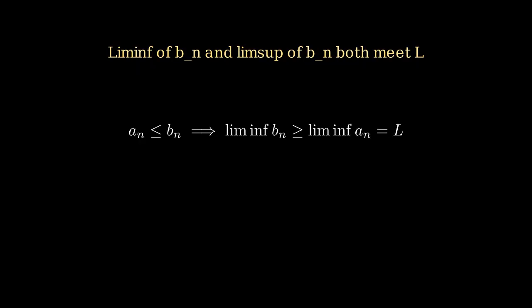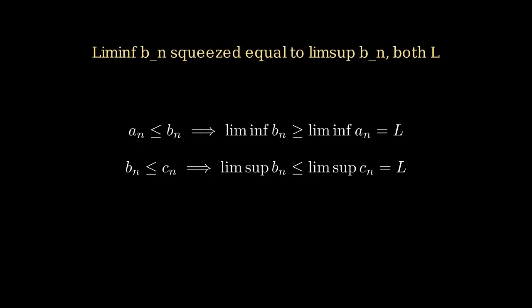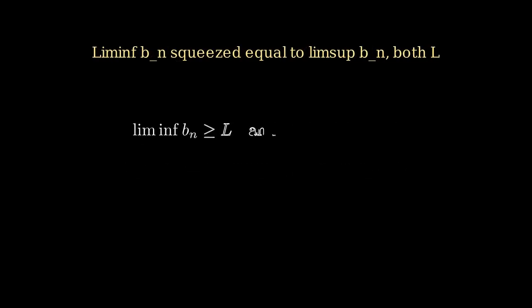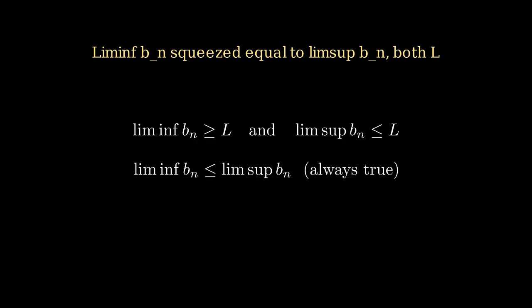Since a sub n is less than or equal to b sub n, taking limit inferior of both sides gives limit inferior of b sub n is greater than or equal to limit inferior of a sub n, which equals L, since a sub n converges to L. Since b sub n is less than or equal to c sub n, taking limit superior of both sides gives limit superior of b sub n is less than or equal to limit superior of c sub n, which also equals L. So limit inferior of b sub n is greater than or equal to L, and limit superior of b sub n is less than or equal to L.